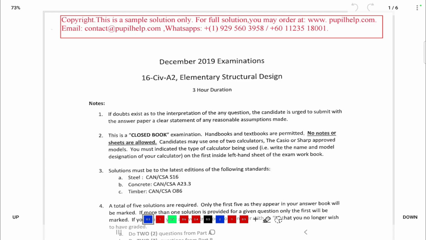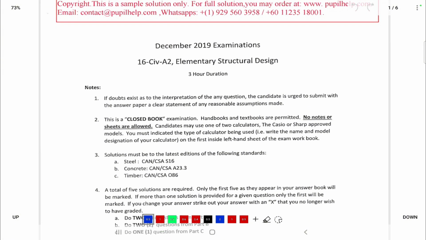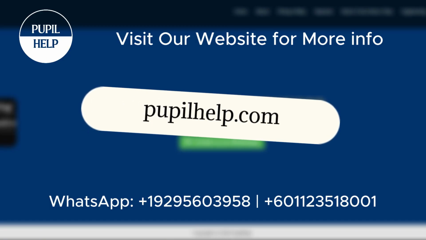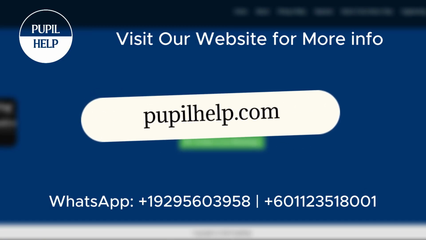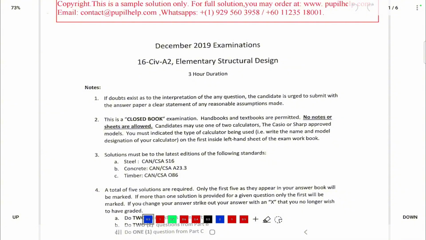PE Professional Engineer Examination, Canada, December 2019 examinations. 16 CIV A2, Elementary Structural Design, 3-hour duration. PE Professional Engineer, Canada, December 2019 examination, 16 CIV A2, Elementary Structural Design.